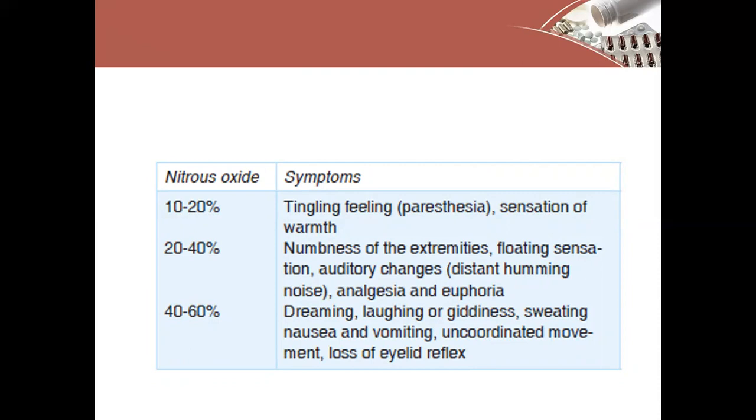A floating sensation and auditory changes will be there, like a distant humming noise. Then analgesia and euphoria will be achieved at 20 to 40% nitrous oxide. And if it goes beyond that, to 40 to 60%, the patient starts dreaming, laughing, giddiness will be there, sweating, nausea, and vomiting. Uncoordinated movement is usually seen, and loss of eyelid reflex.